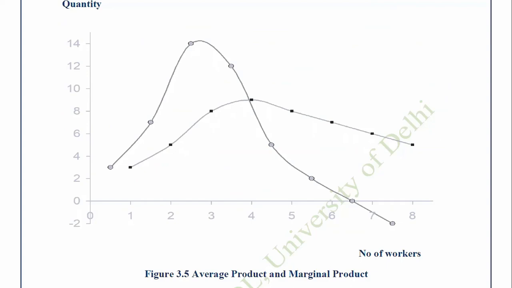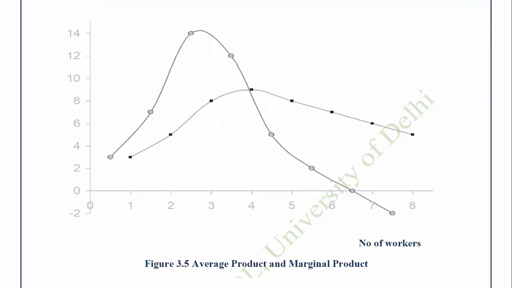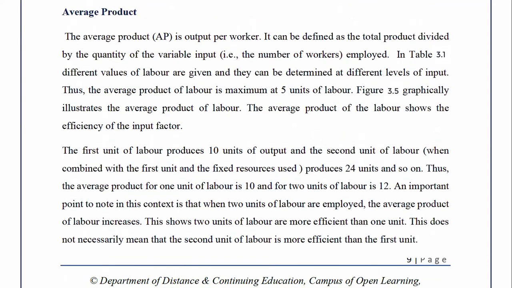Figure 3.5 depicts the average product and marginal product. Average product. The average product is output per worker. It can be defined as the total product divided by the quantity of the variable input, that is, the number of workers employed. In table 3.1, different values of labor are given and they can be determined at different levels of input. Thus, the average product of labor is maximum at 5 units of labor.